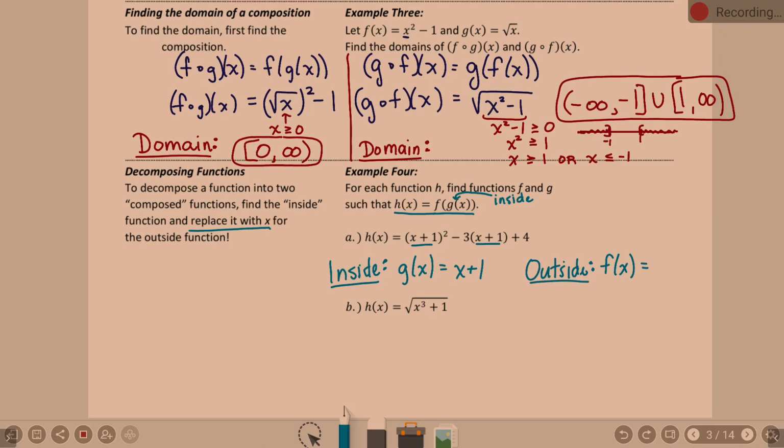Okay, so once you find the inside, then replace it with x for the outside function. So yeah, you see the squared, the -3, and the plus 4, but what am I putting in place of x plus 1? I'm replacing those with x. So I'm going to say x squared minus 3 times x plus 4. And the idea is if we did f of g and we put g into f, we would get the original problem.